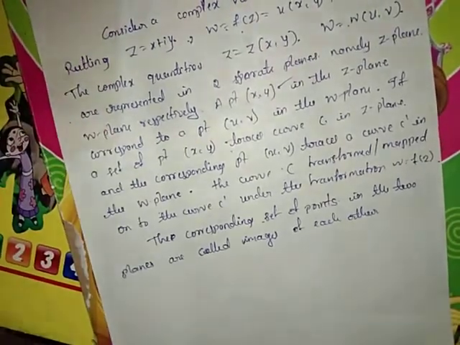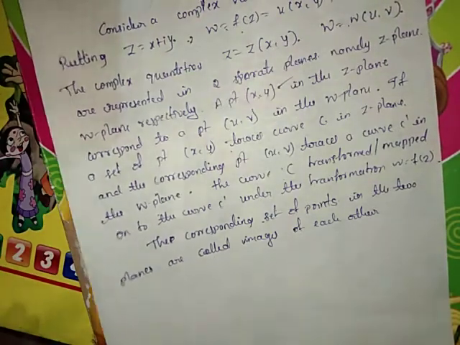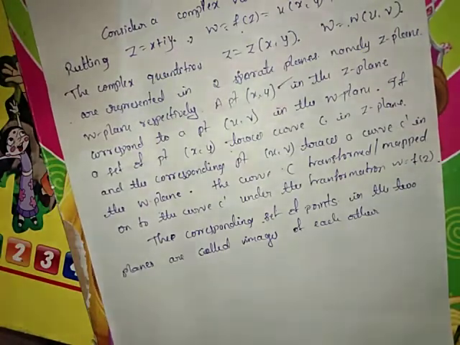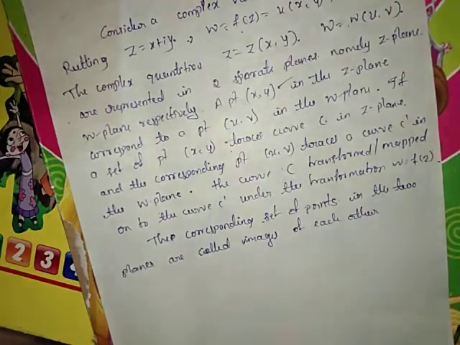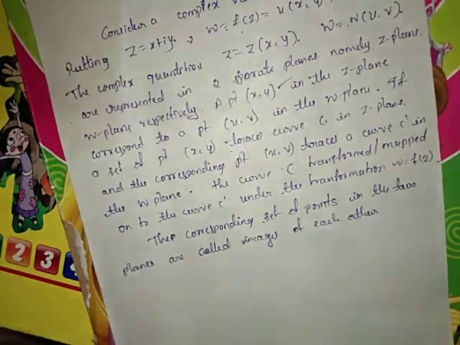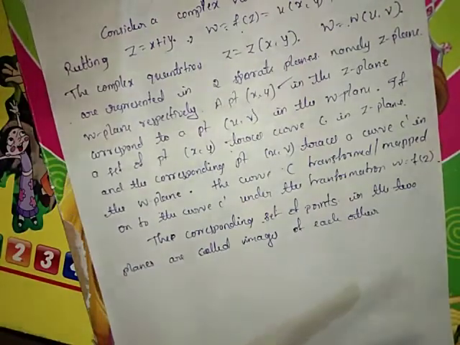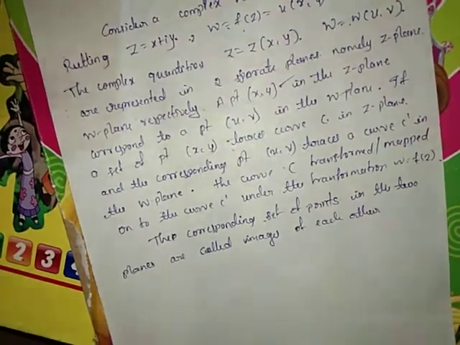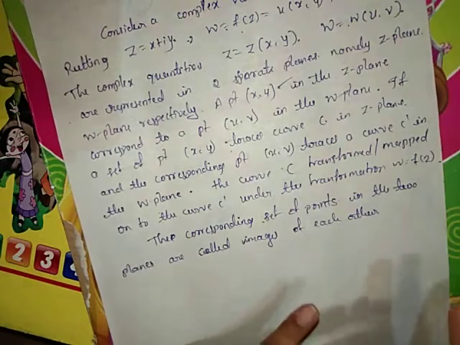That is simply the transformation. Using the set of points x comma y, we draw the z plane. With respect to the points x comma y, the corresponding points u comma v will be evaluated, and using those sets of points u comma v, we draw the w plane. Because w is a function of x and y, using the x and y values only, you have to derive the u and v values, and using those sets of points u comma v, we have to draw the graph in the w plane.